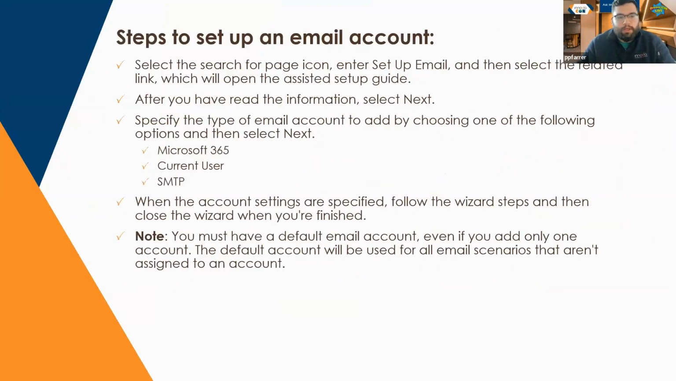So setting up an email account, and we'll go through this in a second, but we're going to go through the steps. You're going to go search for the setup email account. BC does a really good job. They have really nice setup steps to go through in BC, and we'll see that in a second. You will select the account that you wish to set up. Again, that goes back to the Microsoft 365, current user, or that SMTP. And then you will go through and click finish.